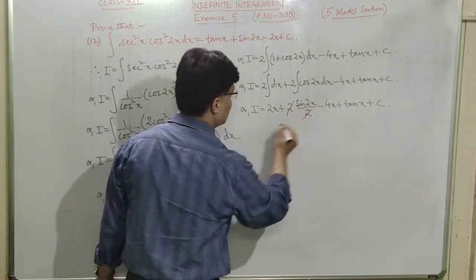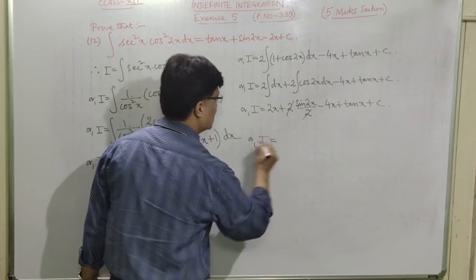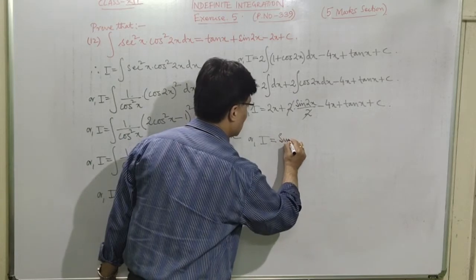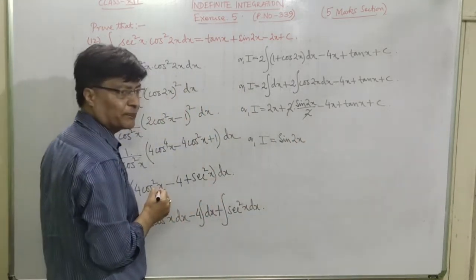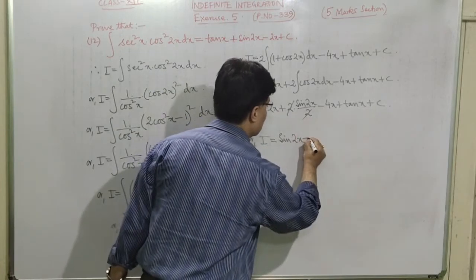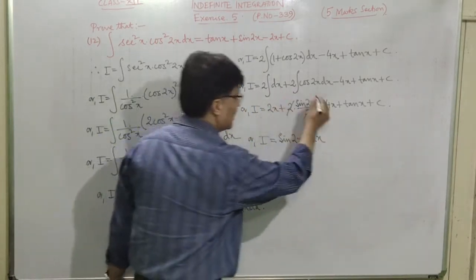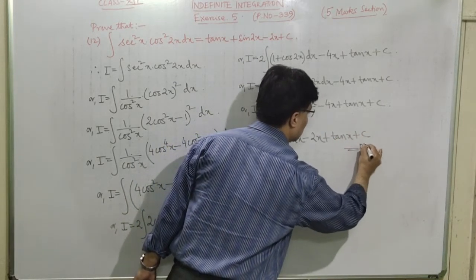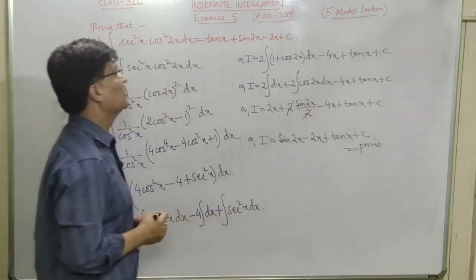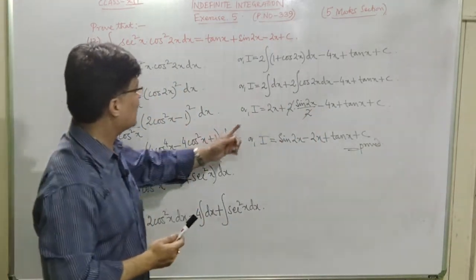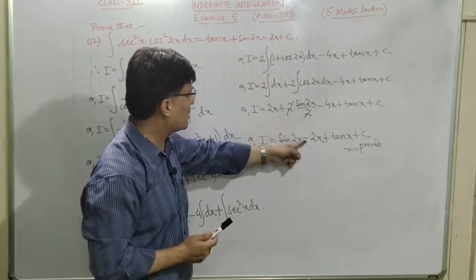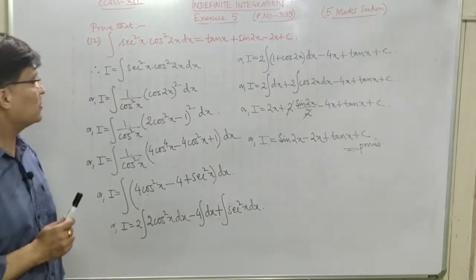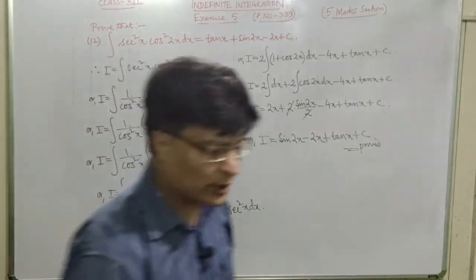So now here these 2 get cancelled. I is equal to, let us write down this positive term first, that is plus sin 2x. Then what is 2x minus 4x? Minus 2x. Then what do we write? Plus tan x. Then we write plus c. So it is done, proved. I think you have understood it. So let us check it. Sin 2x minus 2x plus tan x plus c. So it is proved. So you can copy it. Now we'll do the next problem.